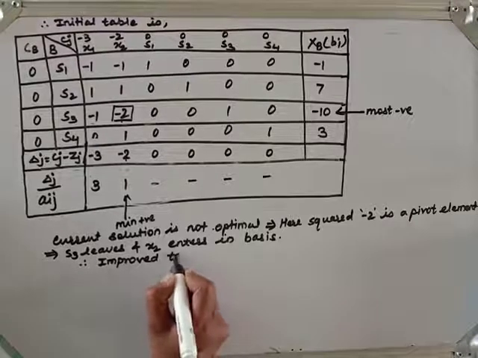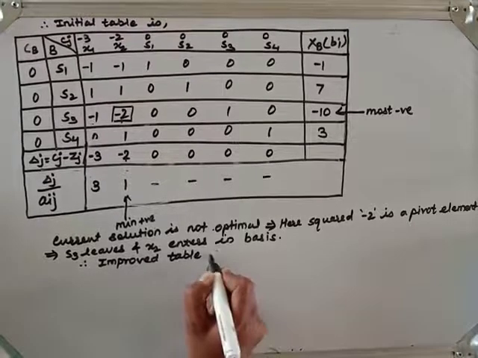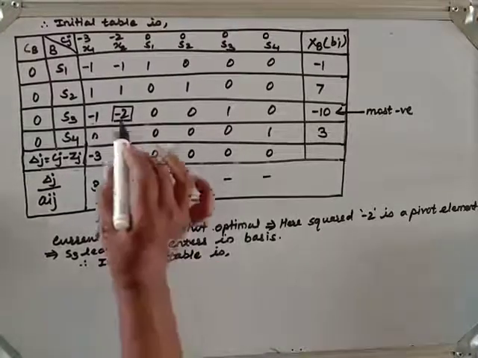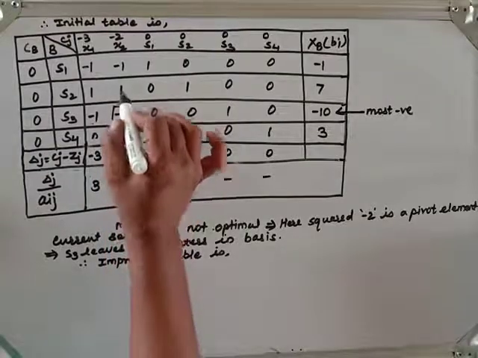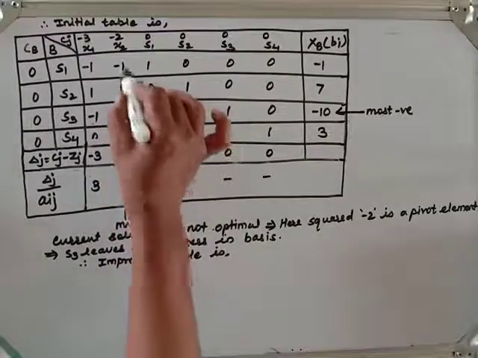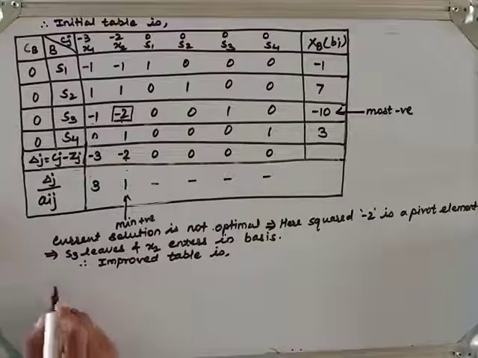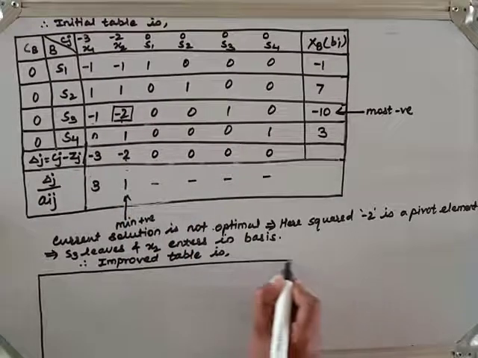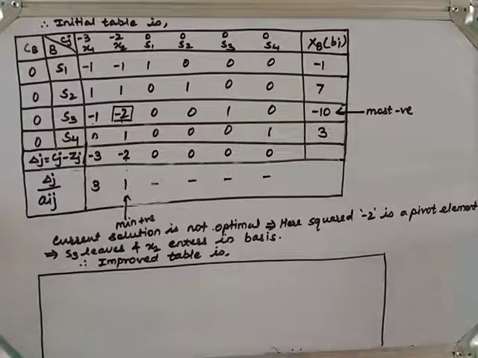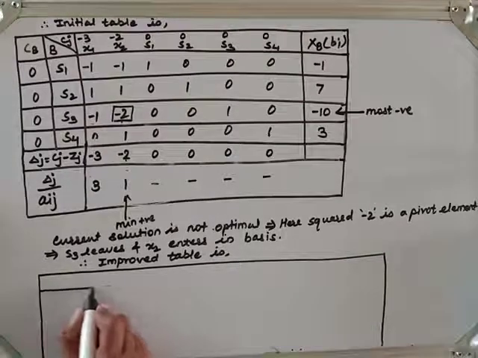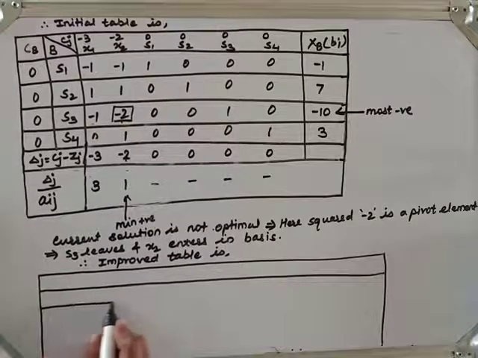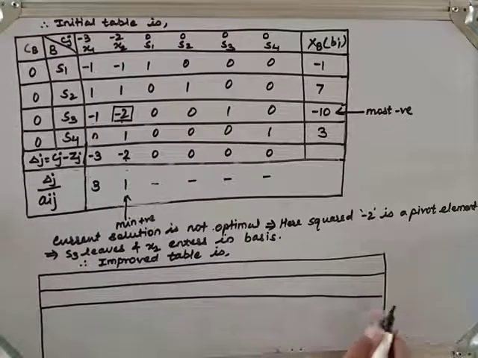Now the improved table we have to obtain by the same method as the previous one. Here also we have to make this element 1 and the corresponding column elements 0. So the same thing is here. Let me prepare a table. Now very little space is left here, so let me prepare it. Some small entries I will write, so you should understand them.